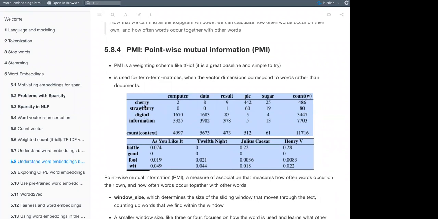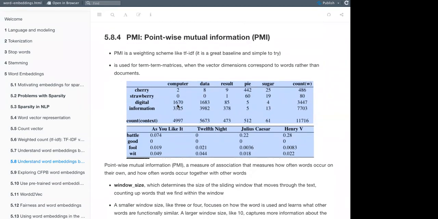So we can calculate the PMI, pointwise mutual information, for this one. PMI is a term-to-term matrix that shows us how relevant two words are when they occur together. For example, if we look at information and computer, you can see how they occur. Digital and computer, you can see that. Cherry and computer, right? But cherry and pie, you can see 442, something like this.